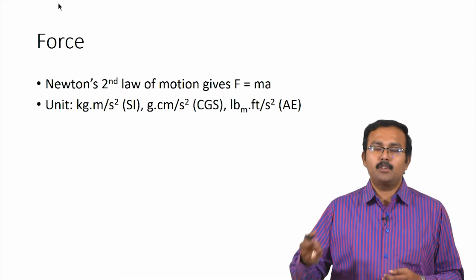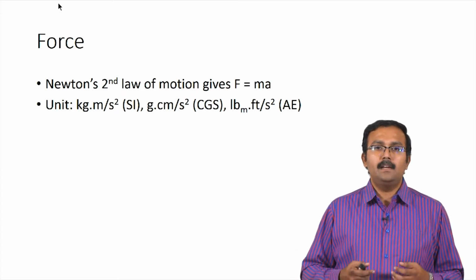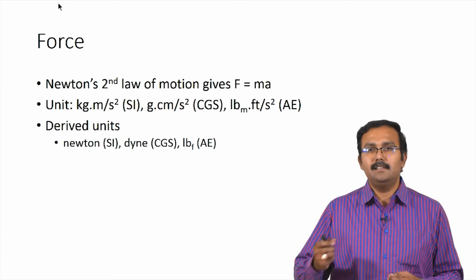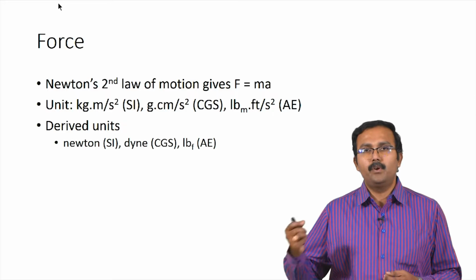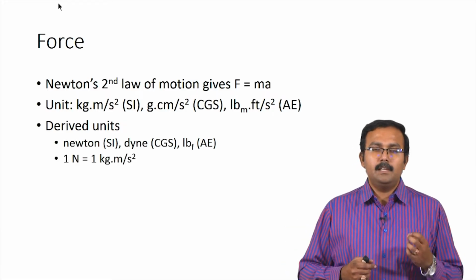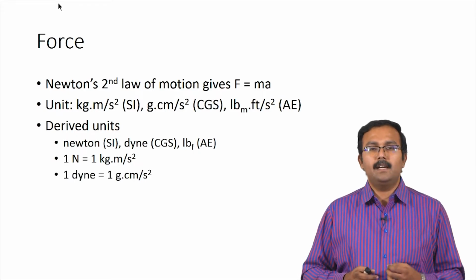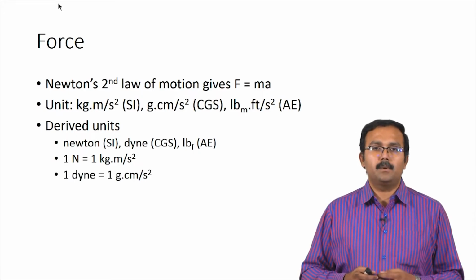These derived compound units can also be written as derived units: Newton in SI units, Dyne in CGS, and pound force in American engineering units. 1 Newton is defined as 1 kilogram meter per second squared. 1 dyne is defined as 1 gram centimeter per second squared.